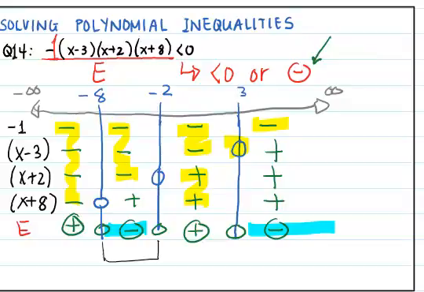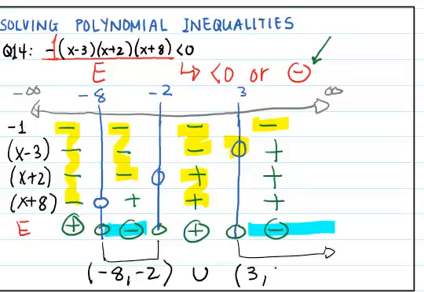Equal to 0 is not one of the solutions, so I'm going to write this as an interval. Parenthesis negative 8, comma negative 2, parenthesis, so the interval is open, union 3 to infinity.